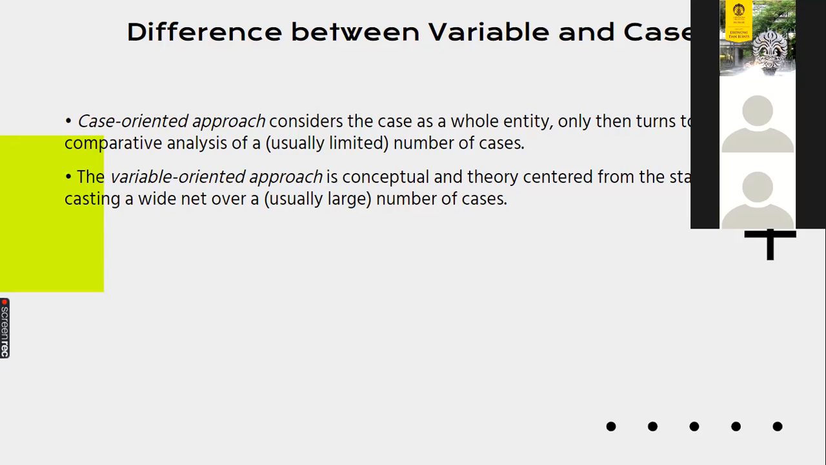Variable-oriented analysis is good for finding probabilistic relationships among variables in a large population, while case-oriented analysis is good at finding specific, concrete, historically grounded patterns common to small sets of cases. Next slide.